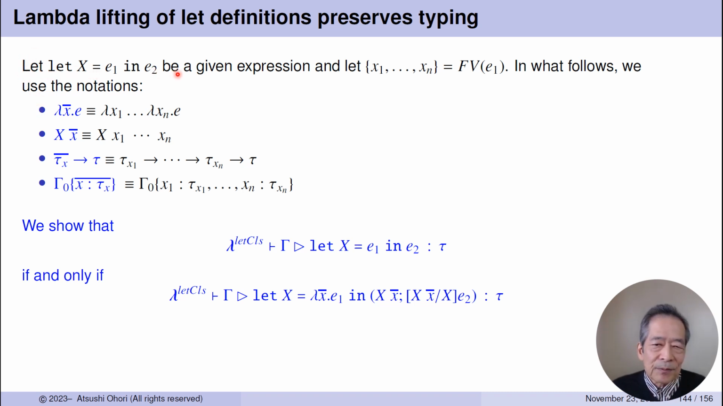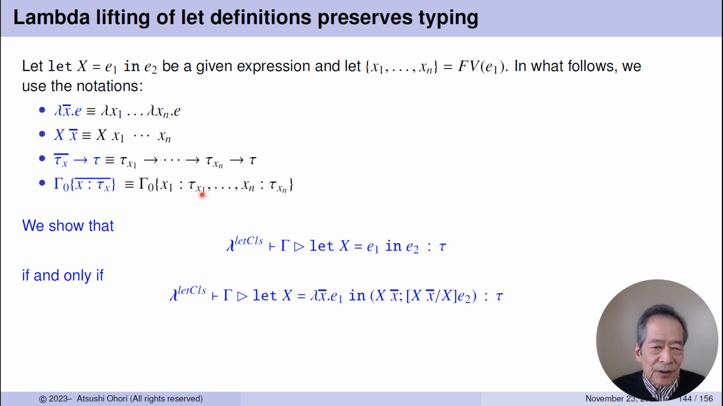Suppose this expression is given, and let the set of free variables in E1 be this set. We use the notation that lambda x-bar is a sequence of lambda abstractions, and x followed by x-bar is a sequence of nested applications. This notation is again the nested function type. And again, this is the extension of x1 through xn.